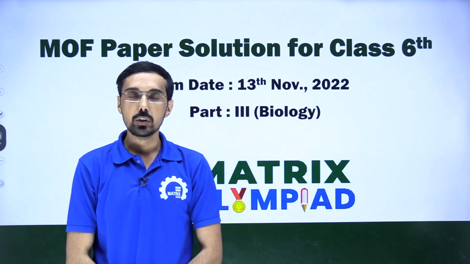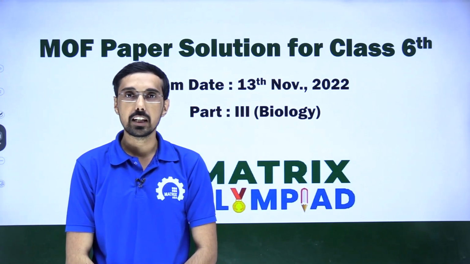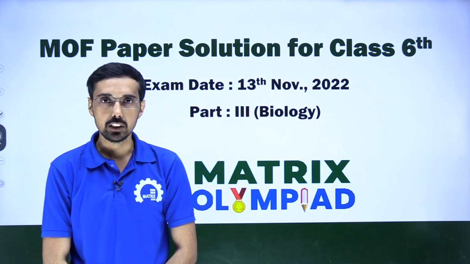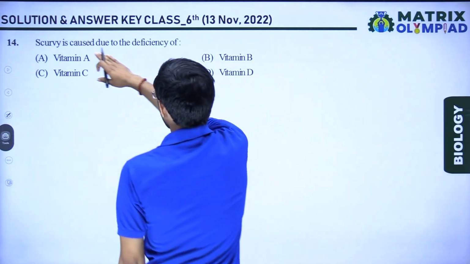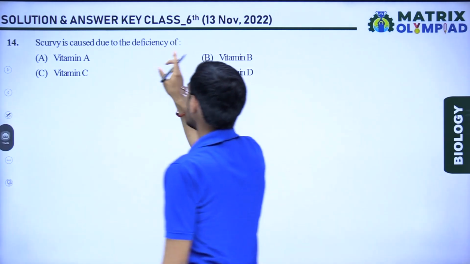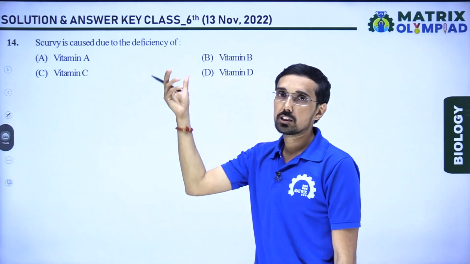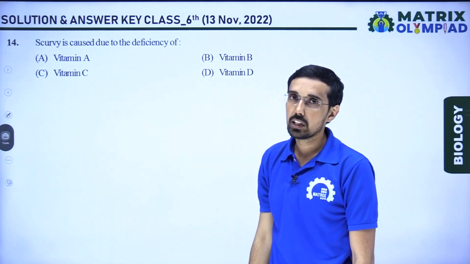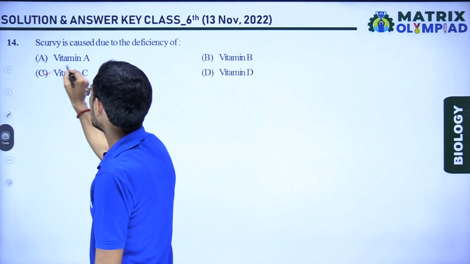Hello students, today I will discuss the MOF paper solution of class 6 science part 3, biology. Our first question is, scurvy is caused due to the deficiency of. As we all know, scurvy is the disease which is caused due to the deficiency of vitamin C. So our correct answer is option C, vitamin C.